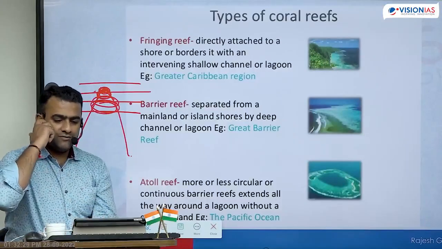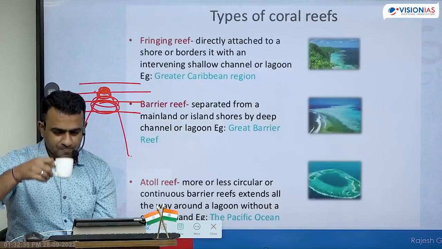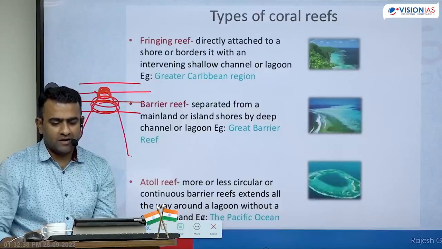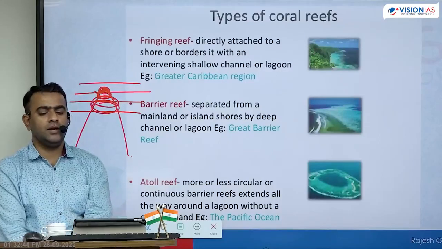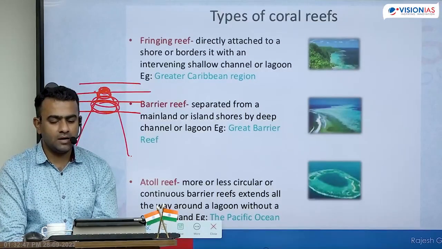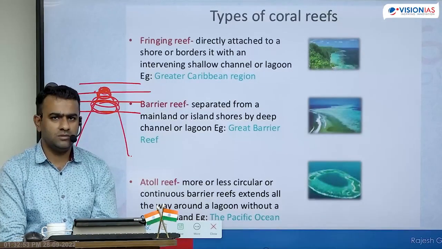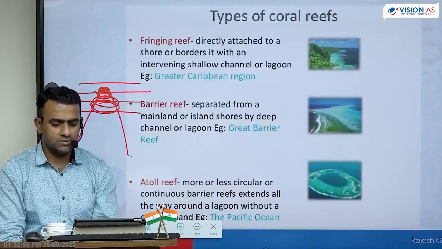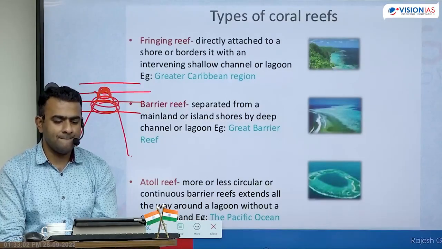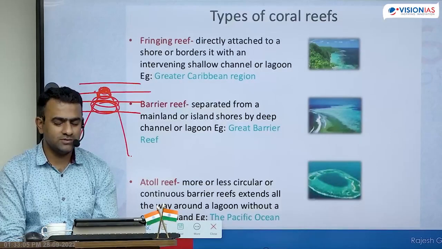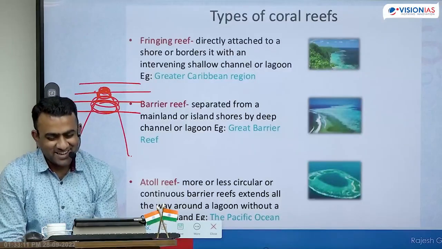Okay. Types of coral reefs. First one, fringing reef. A narrow coral platform lying close to the coast.